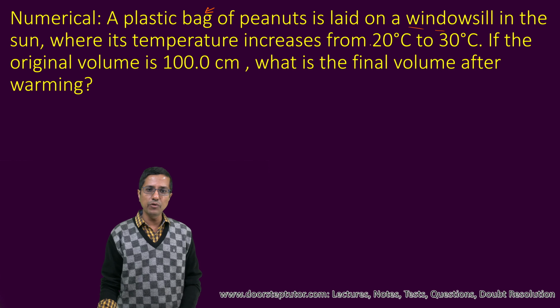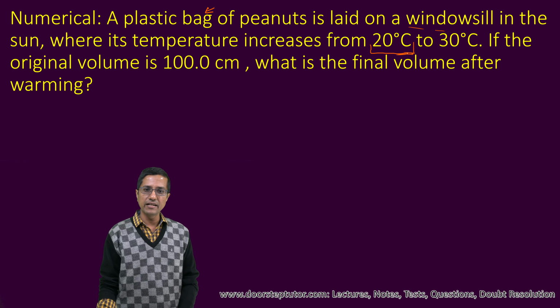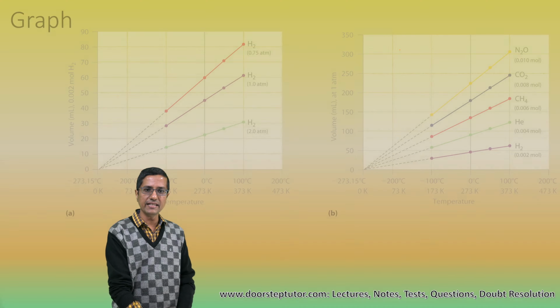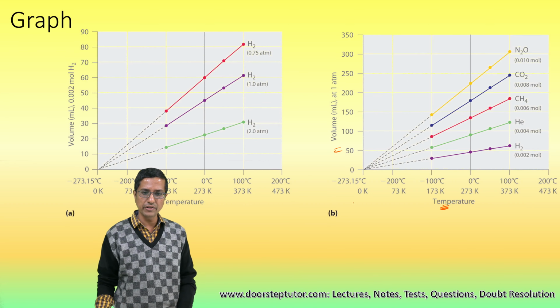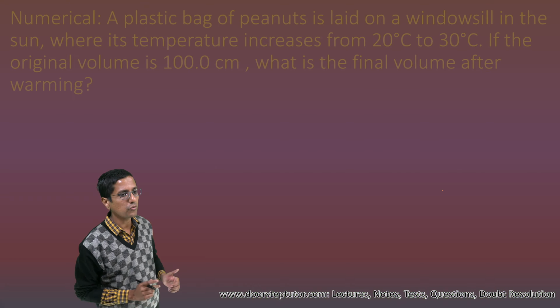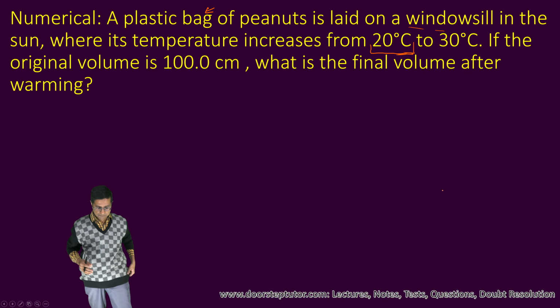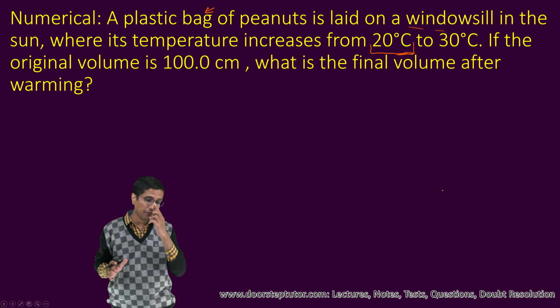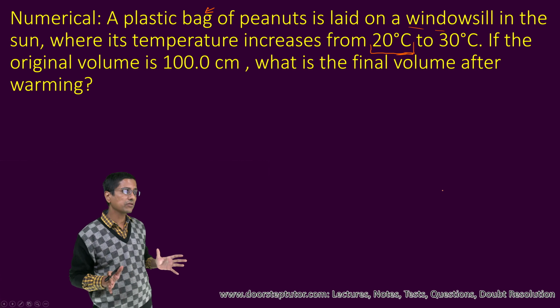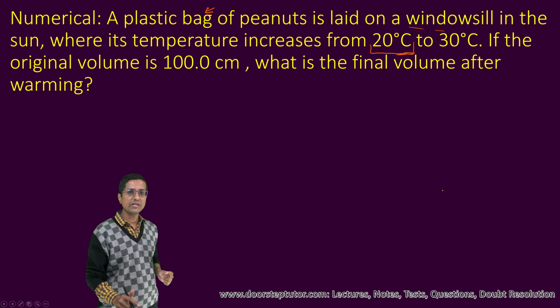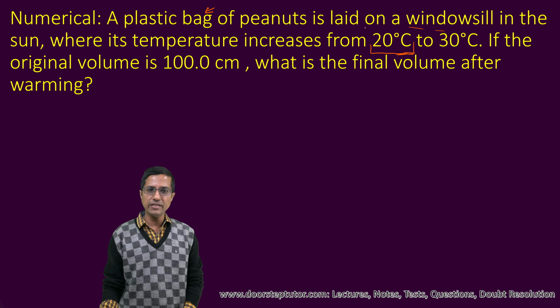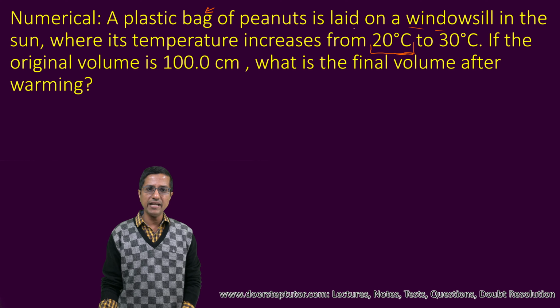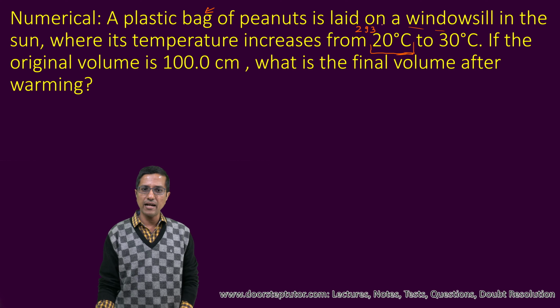Notice, as I told you before, these temperatures, 20 degrees Celsius and 30 degrees Celsius, we have to convert into Kelvin. It is very important that we convert all the temperatures to Kelvin when we are applying the Charles law. Or for that matter, any kind of gas law we are applying, we have to make sure that the temperatures are always in Kelvin. And it is very simple to convert into Kelvin. We just add 273. So this will become 293 Kelvin, and this will become 303 Kelvin.